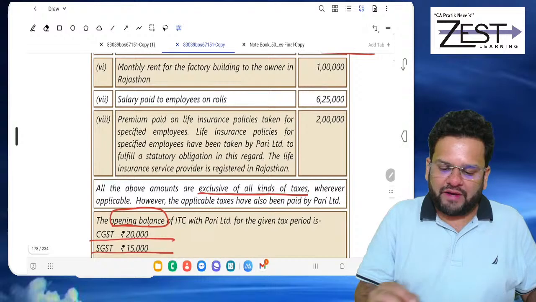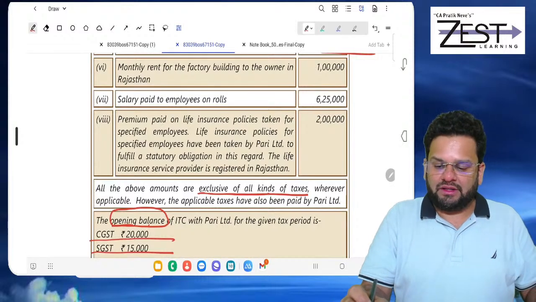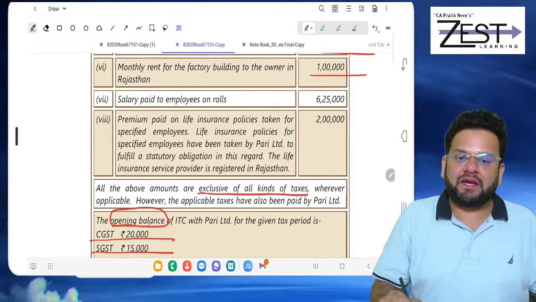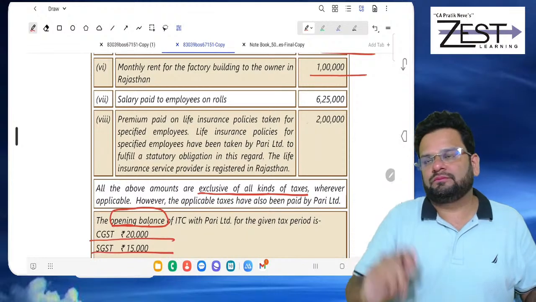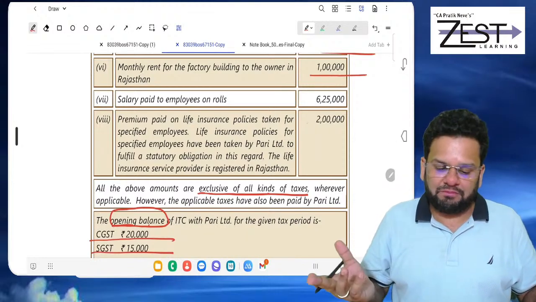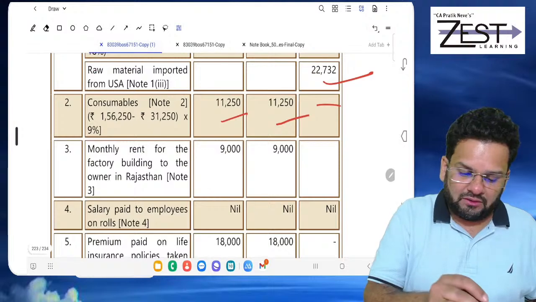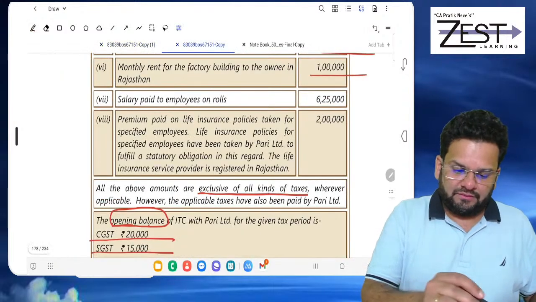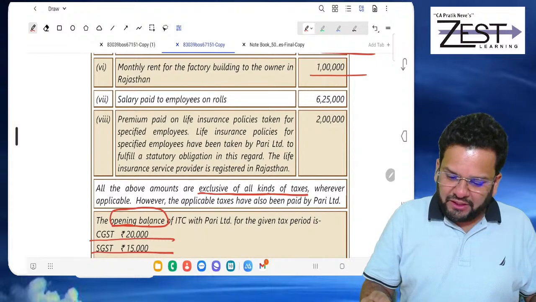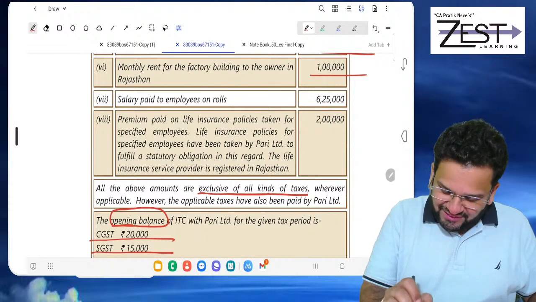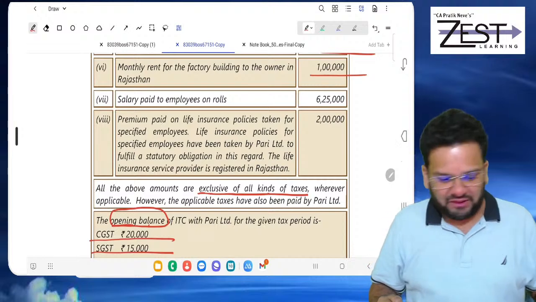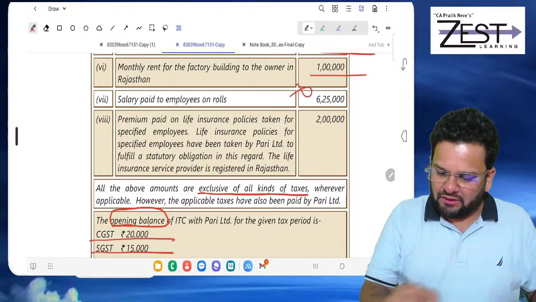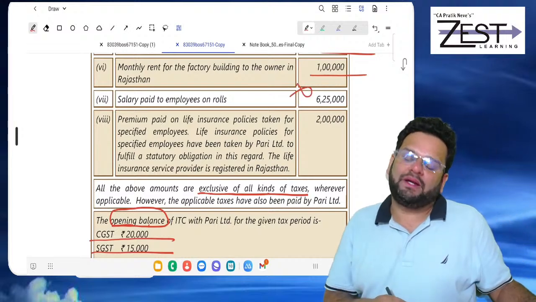Monthly rent for factory building to the owner in Rajasthan. So please pay 1 lakh into 9% each. You would get 9,000 each. Next, salary paid to employees on payroll. You know, no GST payable, so no ITC.